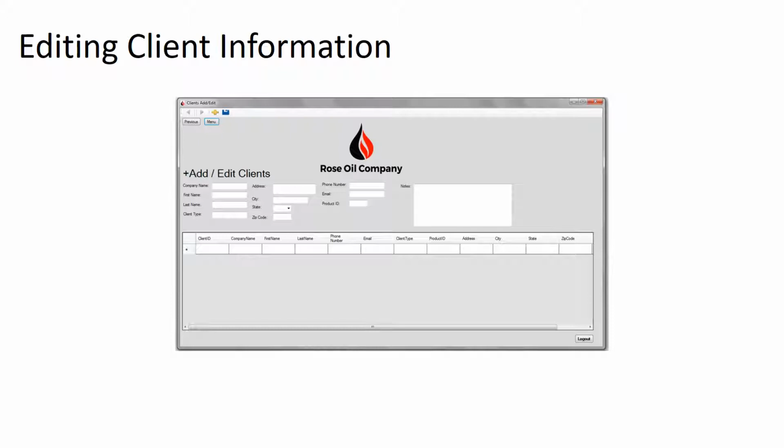Double-click on the client row from the data grid that needs editing. Change client information into the fields that need to be updated. Click on the Save icon in the toolbar to save the information. The edited client will appear in the grid view of sales records.